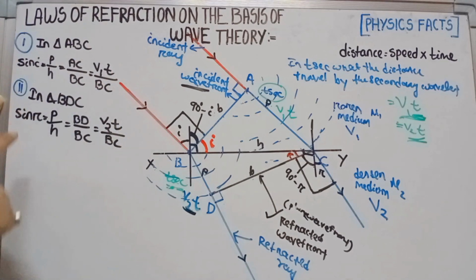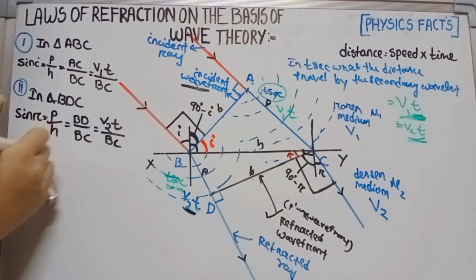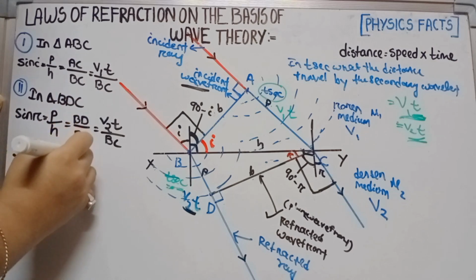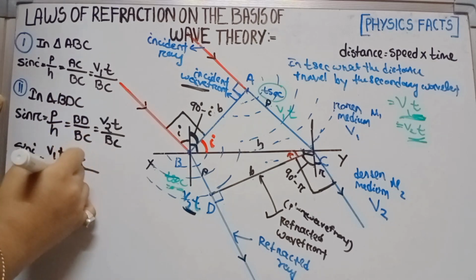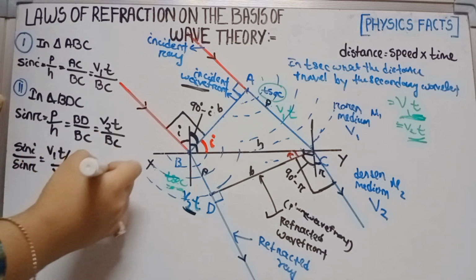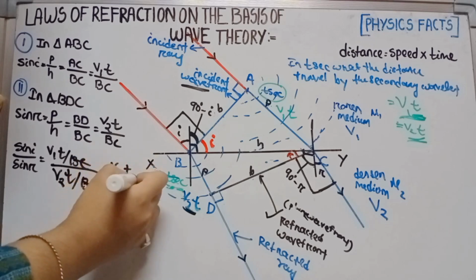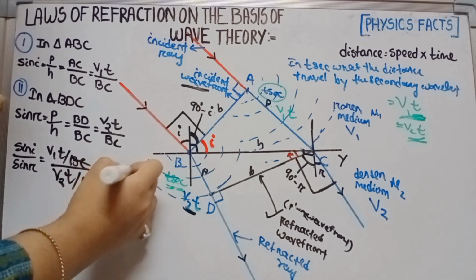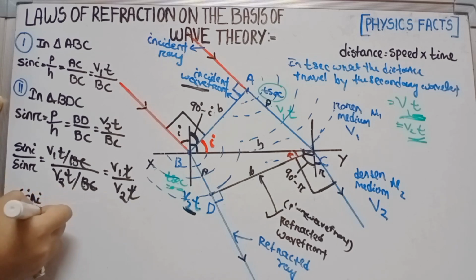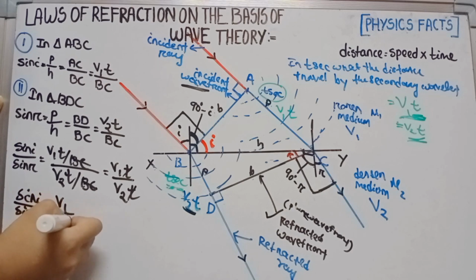When we take the ratio between sin I and sin R, that is sin I divided by sin R equals, putting the values, V1T by BC divided by V2T by BC. BC cancels. Then what do we get? That is V1T by V2T. Here T also cancels. Next, what do we get? That is sin I by sin R equals V1 by V2.